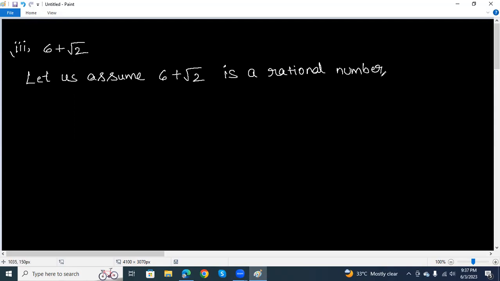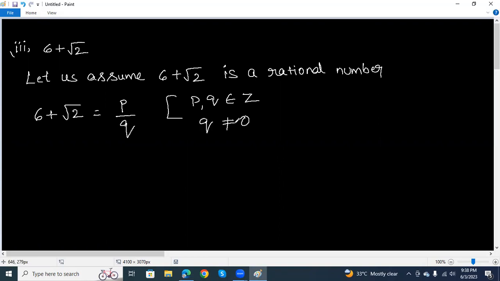So a rational number is in the form of p by q, right? So 6 plus root 2 is equal to p by q. Here, by the definition of a rational number, p comma q belongs to the integers, q should not be equal to 0, the denominator should not be 0, and p comma q have HCF 1. That means they both are co-primes. They do not have any common factor.